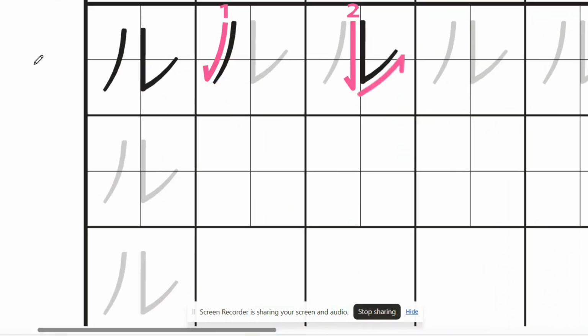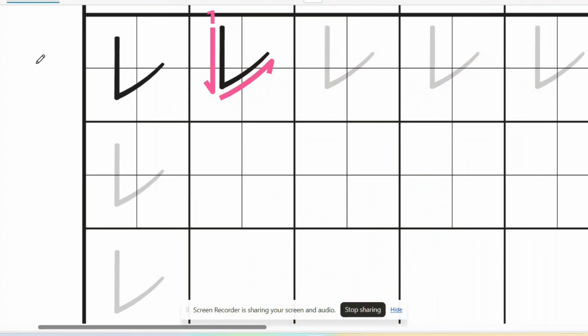The next character is Ru. This is Ru. This character has got two strokes. The first stroke is like this and the second stroke is like this. I'll show it again. The first stroke is like this and the second stroke is like this. This is Ru.